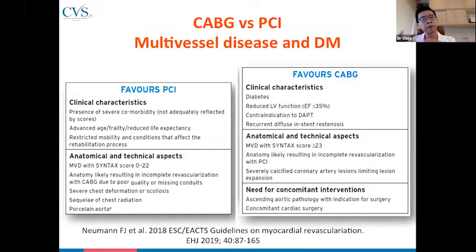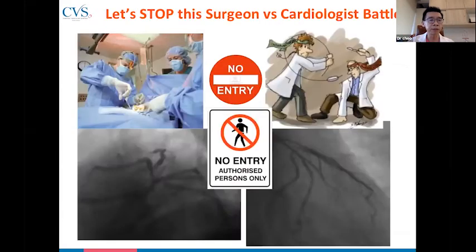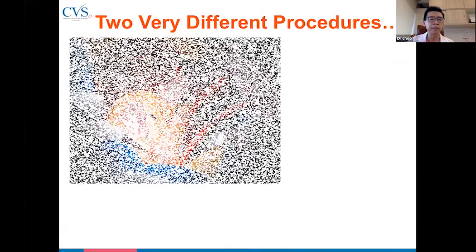There are some things that favor CABG, for example, if you look at poor LV function, diabetes, and so on. But there are some patients that cannot undergo CABG because of comorbidities, COPD, and so on. So there are other factors that you need to consider. So I think instead of battling or comparing between who should do it, a cardiologist or a surgeon, perhaps we should look at the objective data.